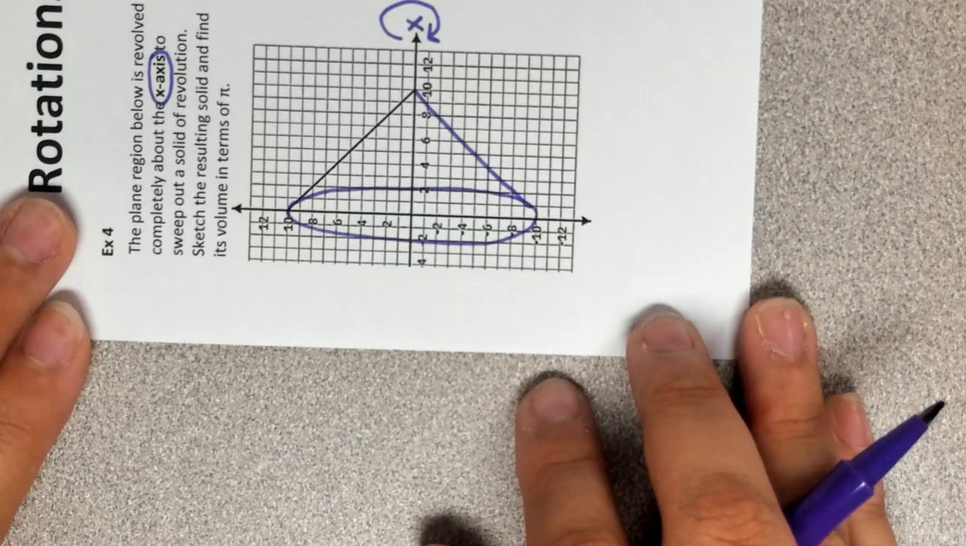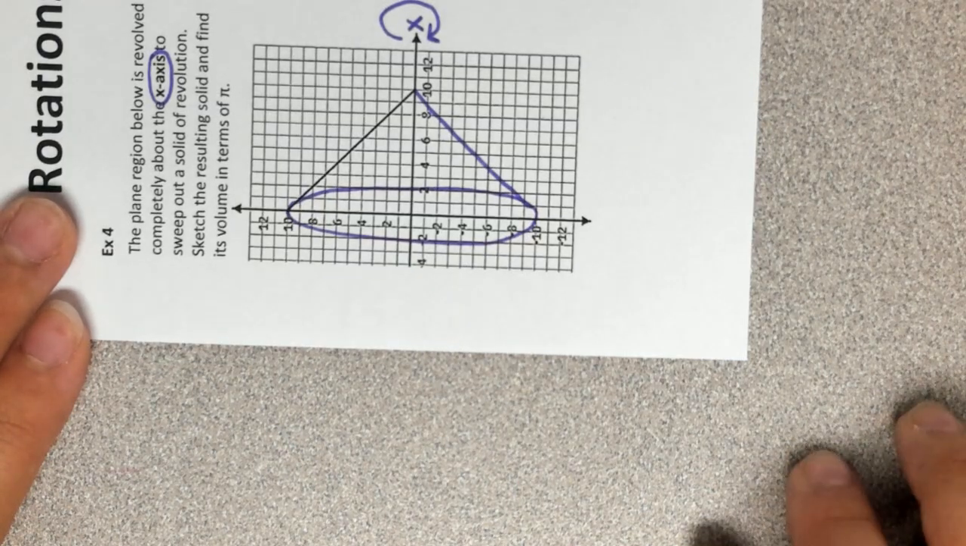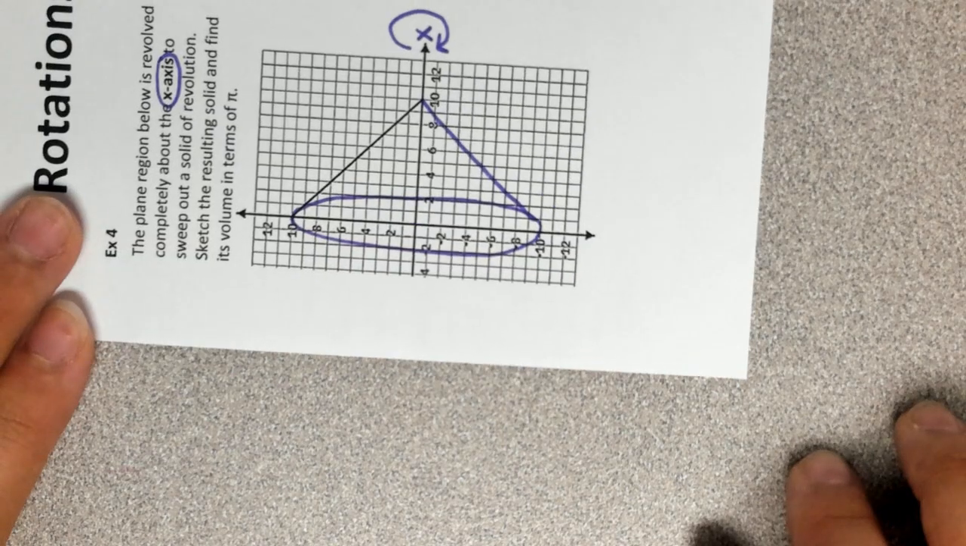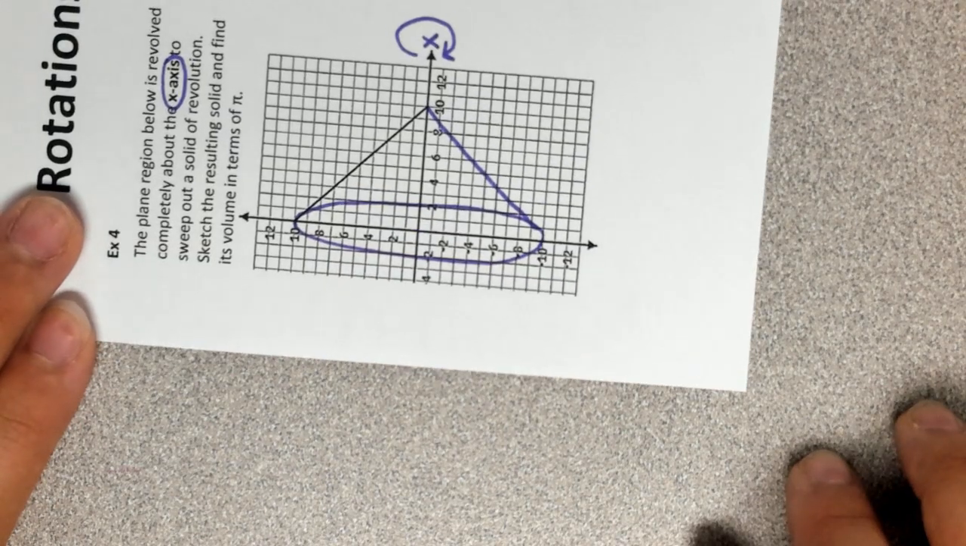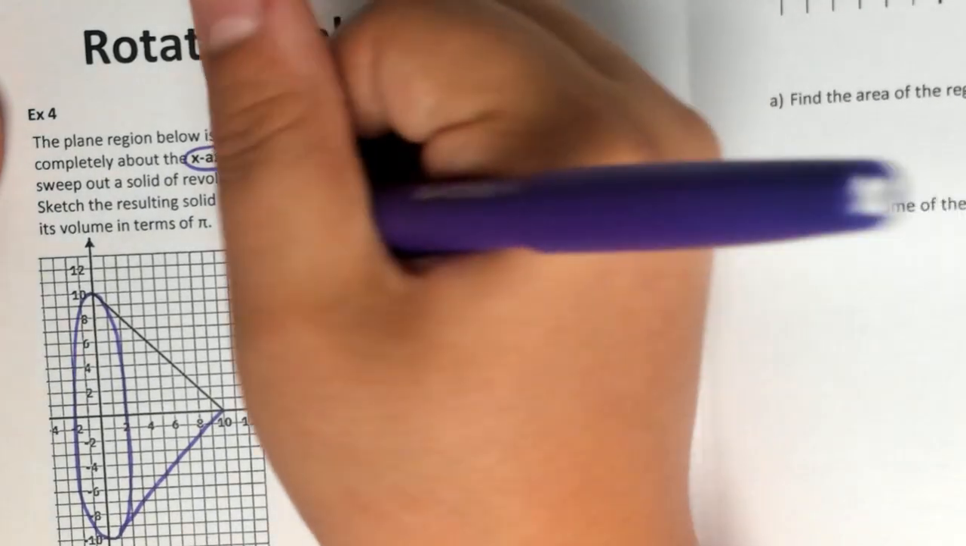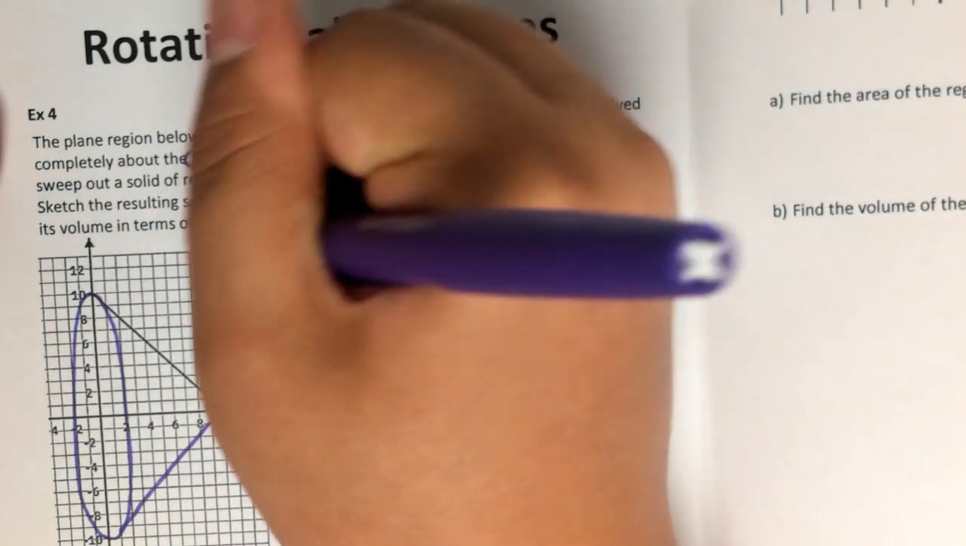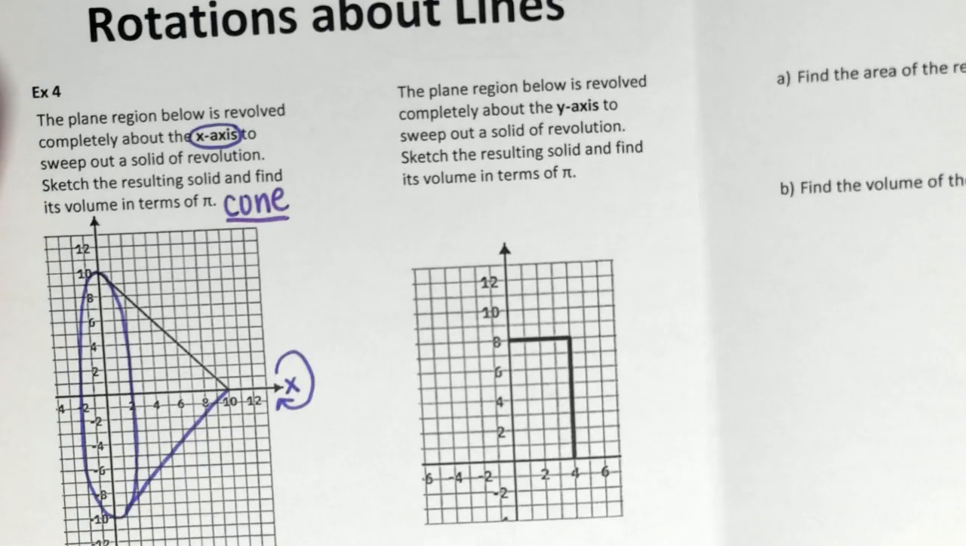But do you agree with it? Okay. Draw your cone, please. We just sketched it. That's what it said to do. Sketch the resulting solid. So we did that. Now, I want you to write right here that it's a cone, because that's a test question.